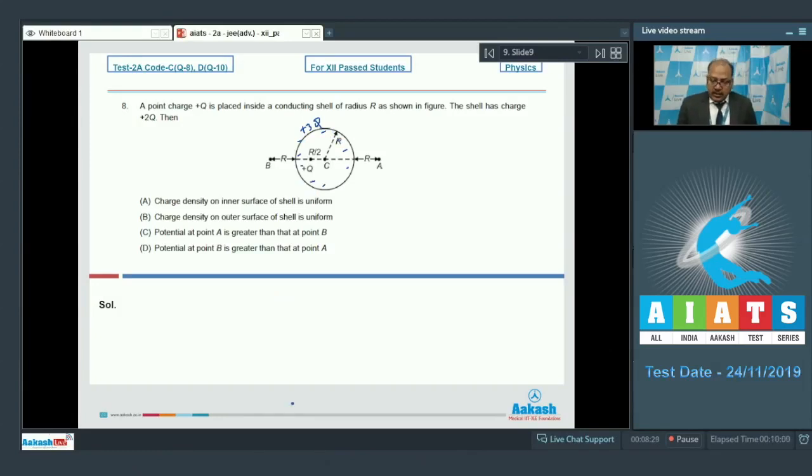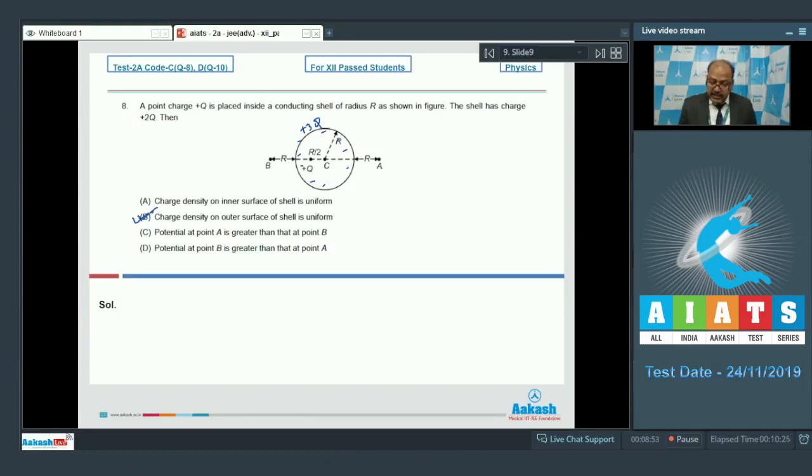So the charge plus 3Q on the outer shell will be distributed uniformly. Now with that understanding, let's look at the options again. Option A says charge density on inner surface of shell is uniform. We just saw it is not, so A is incorrect. B says charge density on outer surface of shell is uniform. It's correct, we just described it.